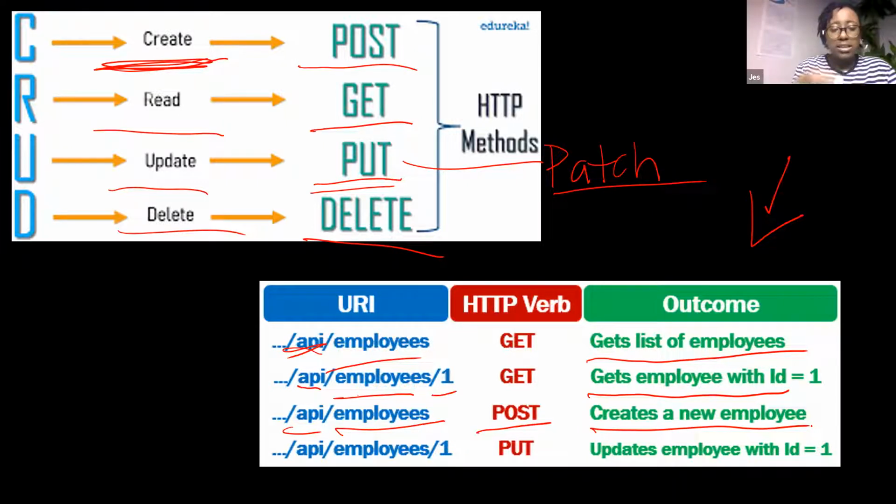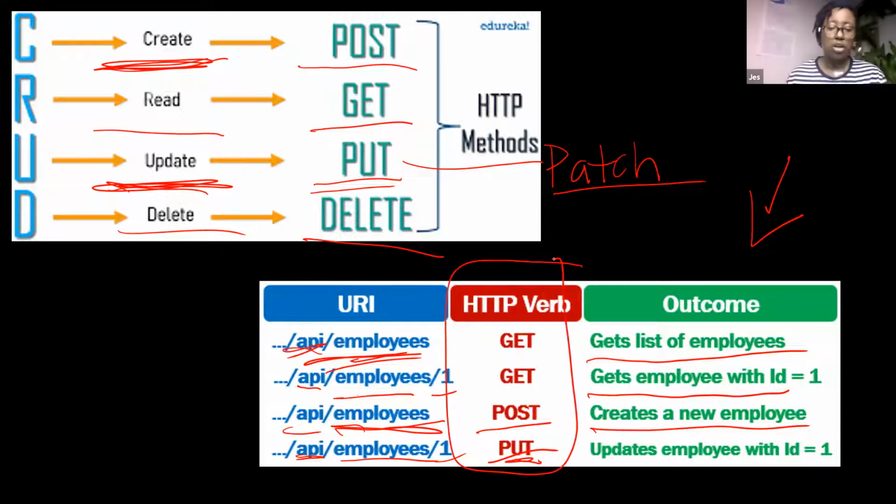Then again, let's just say we have our URI with our API, employees, and it's another one, but we're going to do put now. So put is what? Update. So what do we want to do? We want to update employees with ID number one. So we can get employees one, which is get employees with ID one, or we can put employees one, which is update employees with the ID of one. We can get employees, which is a list of employees, or we can post employees, which is create a new employee. These are our HTTP action verbs.